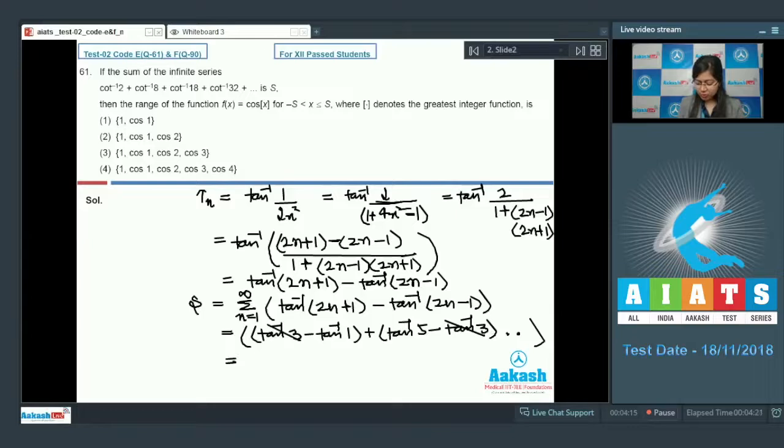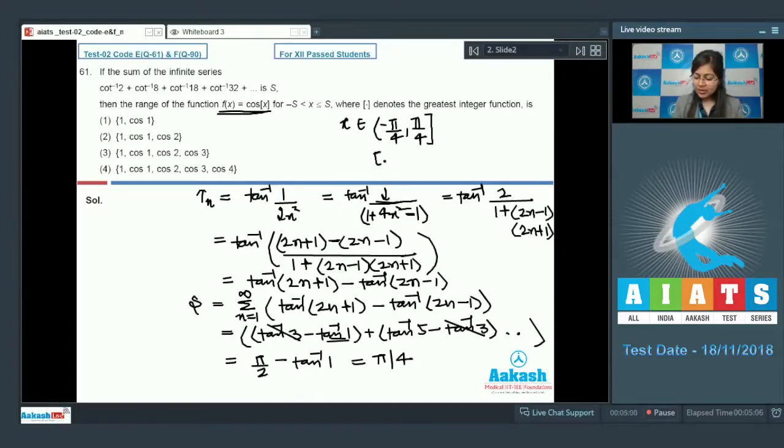So this will be equal to tan inverse infinity, which is pi by 2, minus tan inverse 1, right, which is equal to pi by 4. So it will be equal to pi by 2 minus pi by 4, which is equal to pi by 4. Now we have to find the range of the function f(x) when x is going from minus S to S, that is, x is going from minus pi by 4 to pi by 4, right?